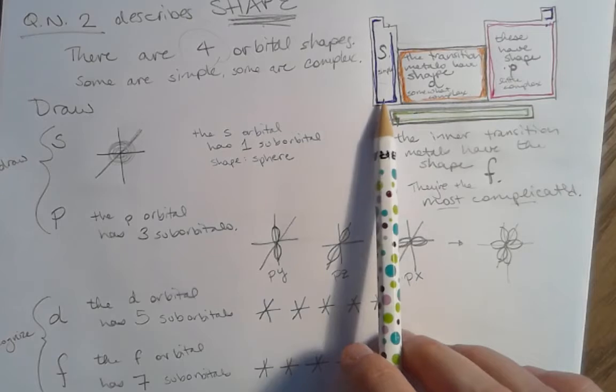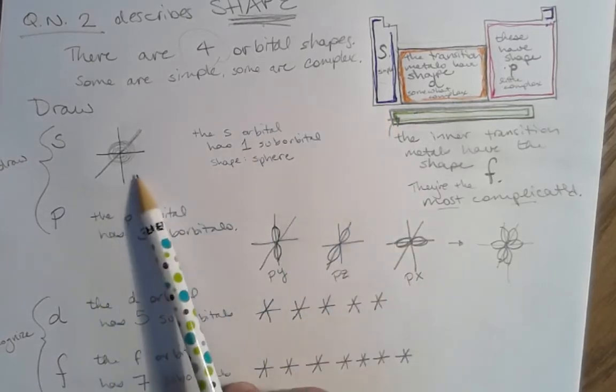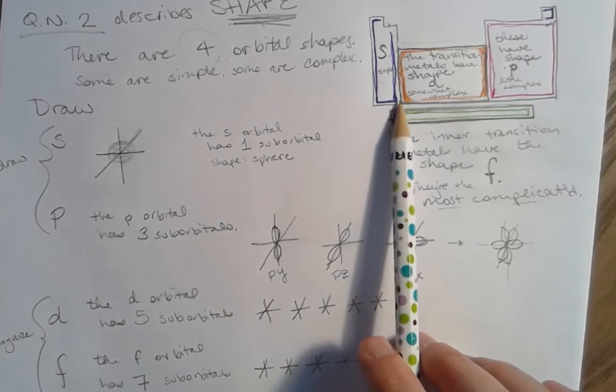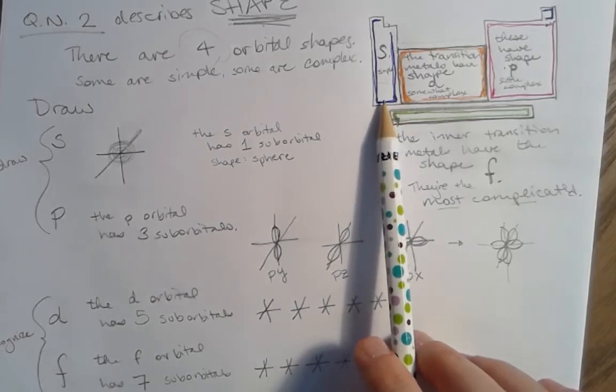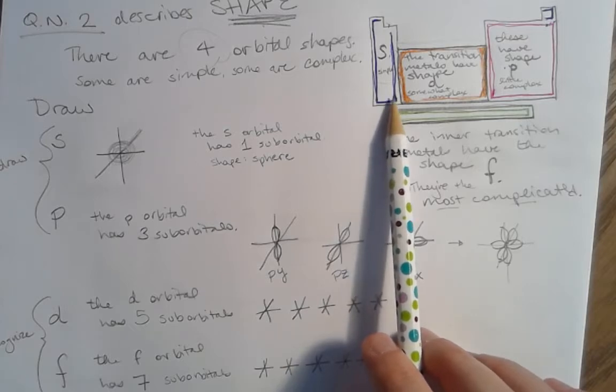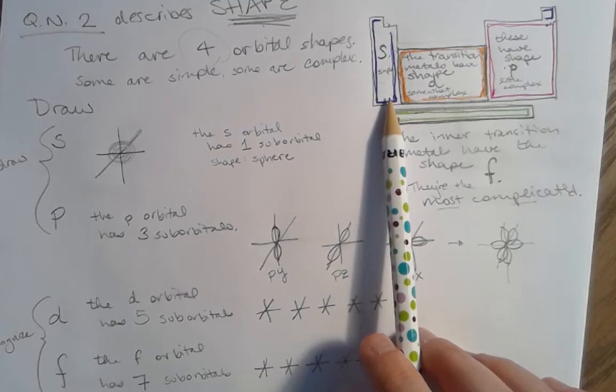So look at your S block. The s orbital has one suborbital. Here's your s block. How many columns are in the s block? Answer: 2. Alkalis and the alkaline earths. There's 2 columns in the s block.